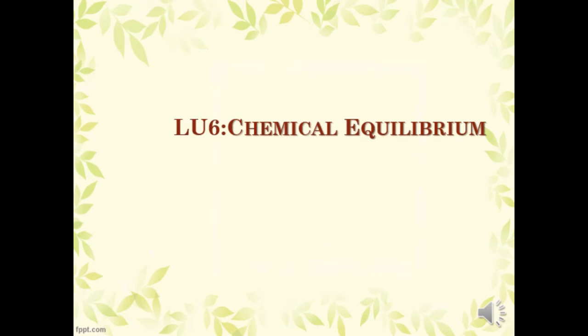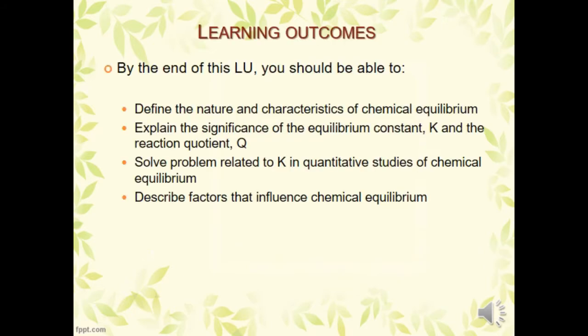So we will continue with the last learning unit, which is chemical equilibrium. So these are the learning outcomes that each and every one of you must accomplish. The first learning outcome would be defining the nature and characteristic of chemical equilibrium. So what are the characteristics of chemical equilibrium and what is chemical equilibrium?